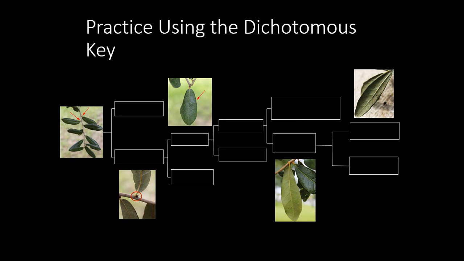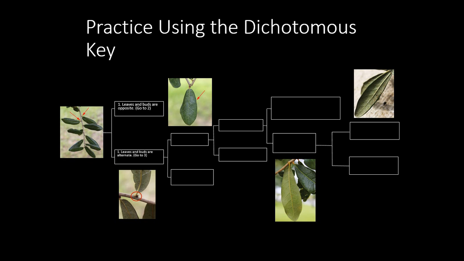Okay, so practice using the dichotomous key here. So here's our tutorial EDIS document, where we go through one example. And I'm just going to show you how this works as we go through it.